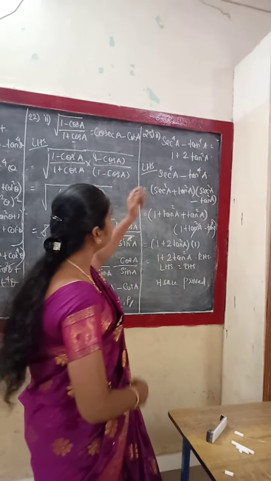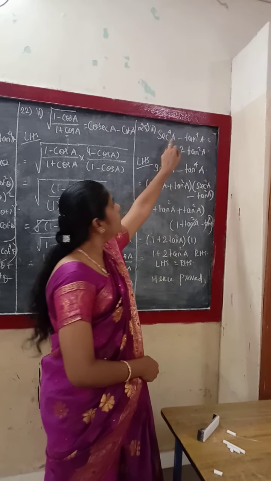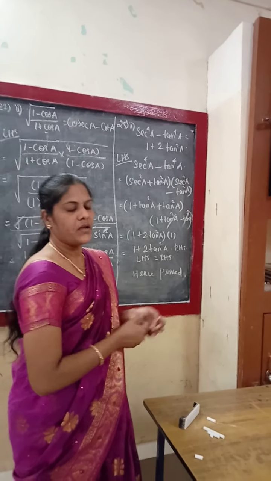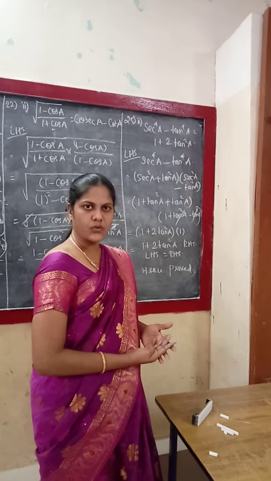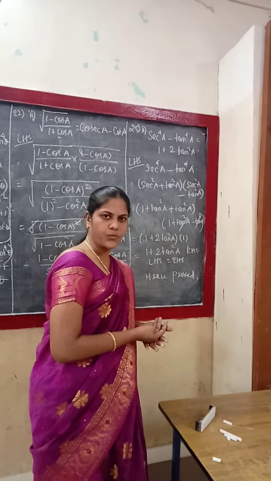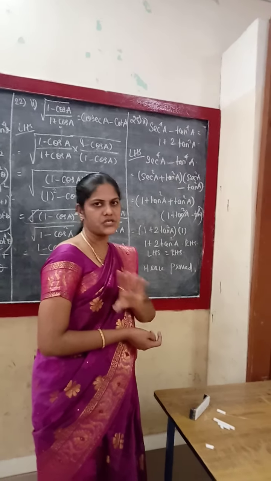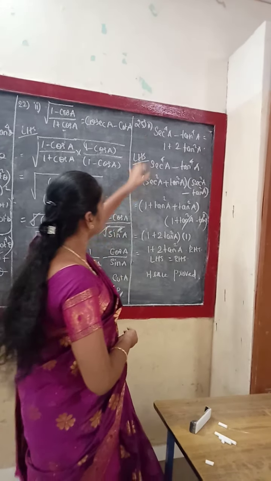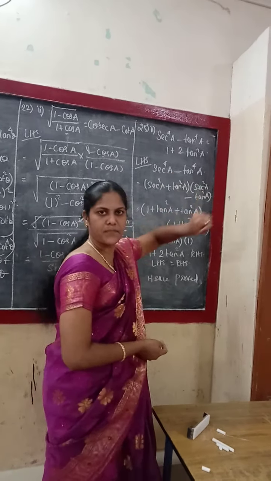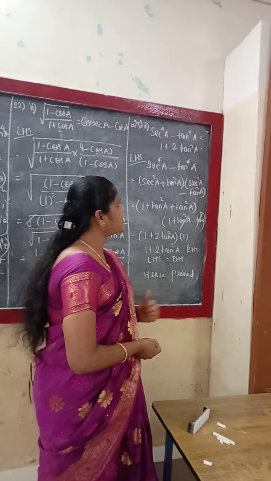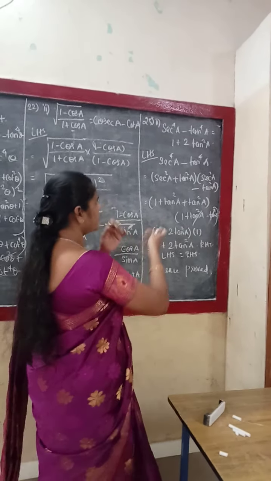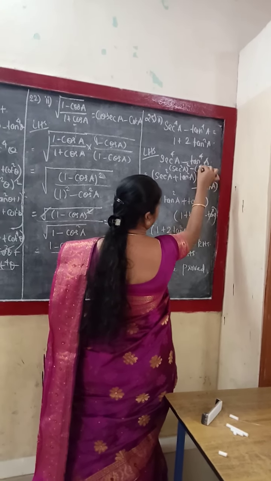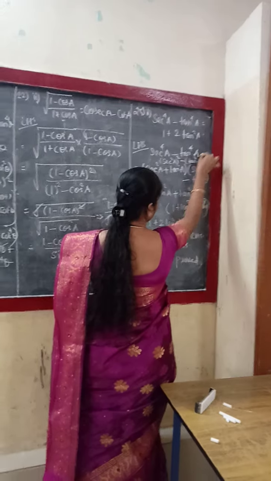Listen, the second sum: secant power 4 A minus tan power 4 A is equal to 1 plus 2 tan square A. You can take the left hand side and prove the right hand side, or take the right hand side and prove the left hand side, okay. In this case, we don't have to apply those same conditions. Okay, so how do we prove this? First I will take the left hand side: secant power 4 A minus tan power 4 A. How do we convert using the formula? Listen. Secant squared A the whole square minus tan squared A the whole square.